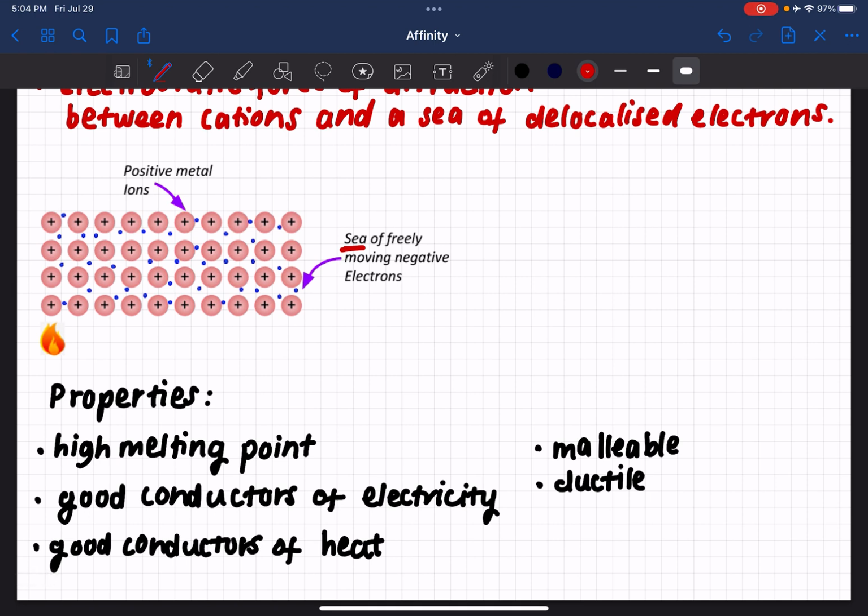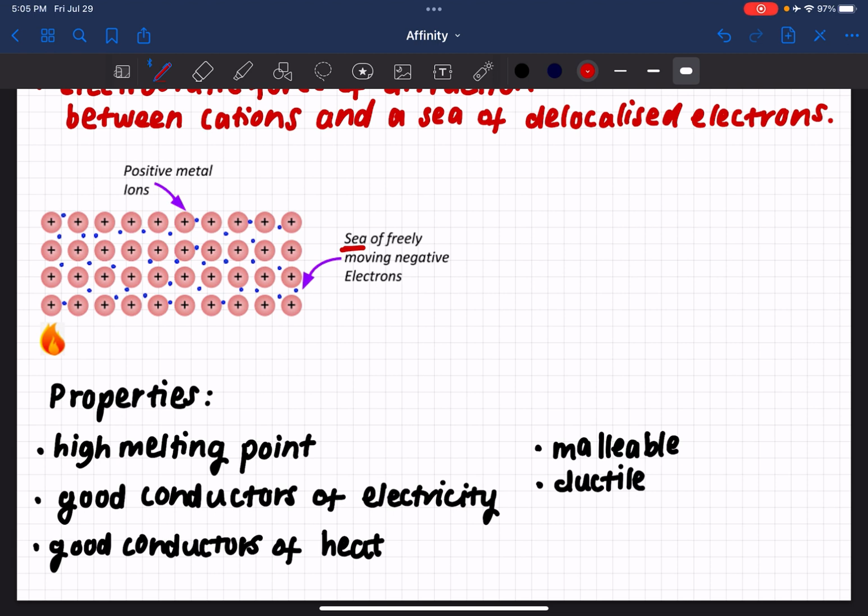So metals have a really high melting point, which is due to the really strong attractive force between the cations and the electrons. They are really good conductors of electricity because of this ability to have free-flowing electrons. These electrons can carry a charge through the metal, which is often why you will see metals being used for wires, for like electricity wires, which are often made out of copper.